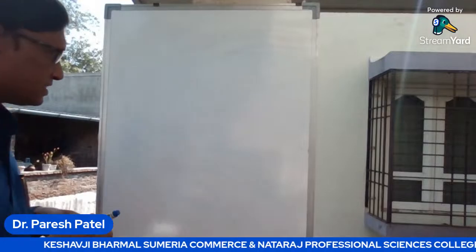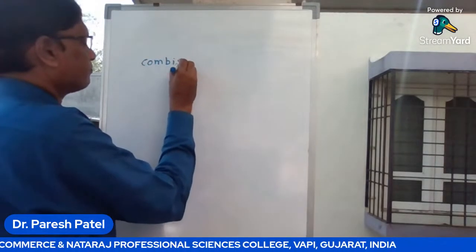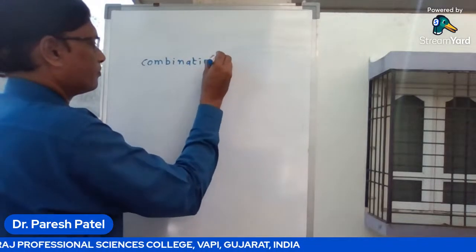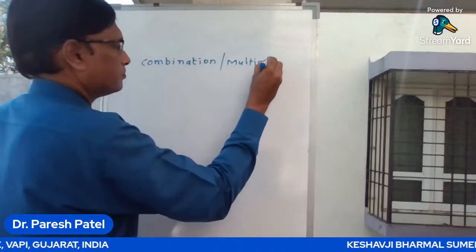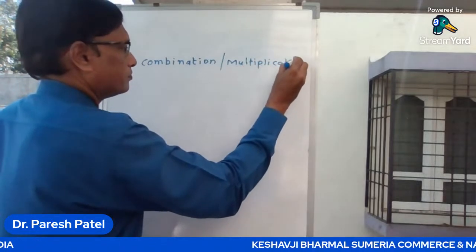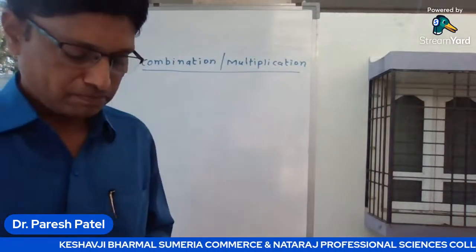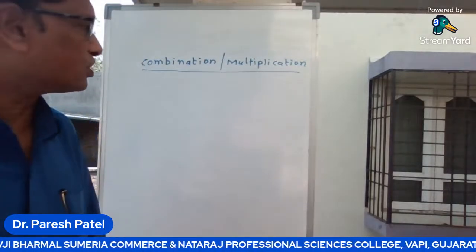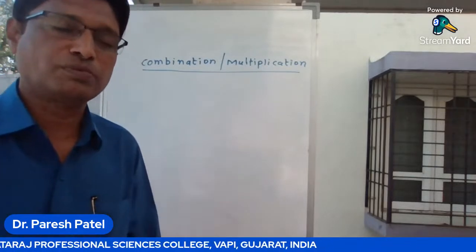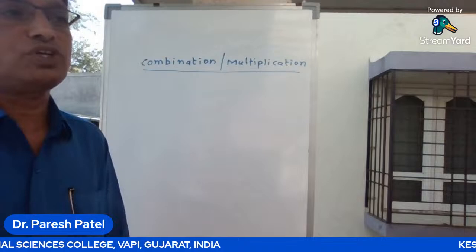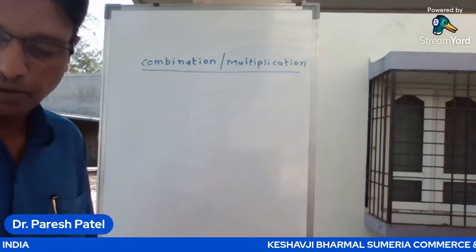the combination of any two matrices. Combination or multiplication of any two matrices is possible if the number of columns of the first matrix is equal to the number of rows of the second matrix, and only then can the combination be possible.